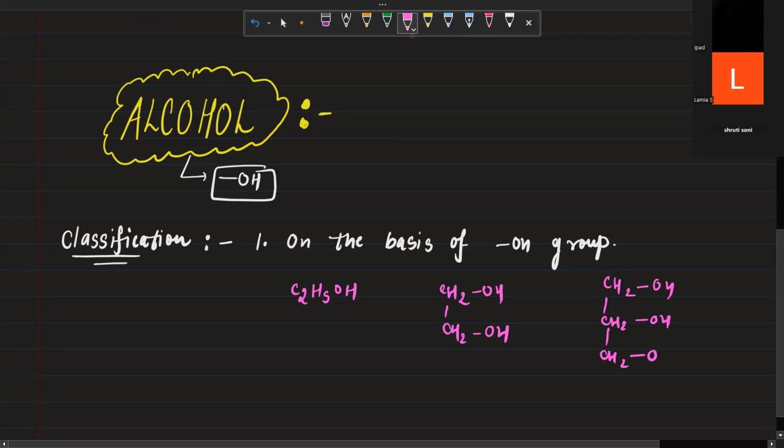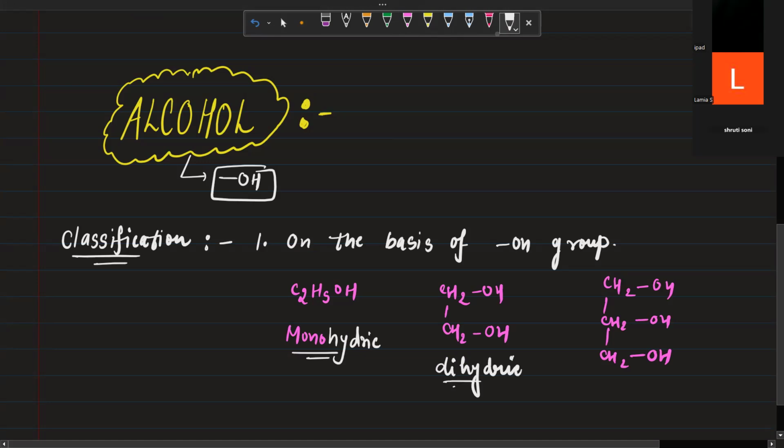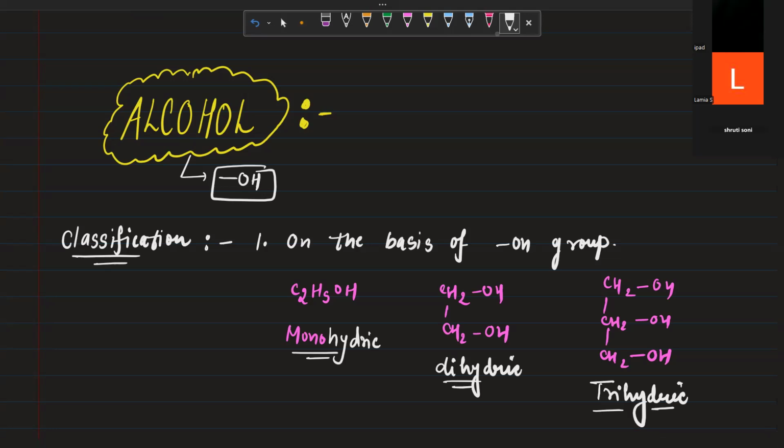Then the second is having two OH groups. That is known as dihydric. And if three, then trihydric. So the first is monohydric, then the second is dihydric, then the third is trihydric. On the basis of OH groups, we are identifying whether the group is monohydric, dihydric or trihydric.